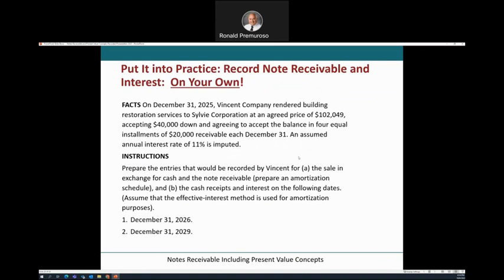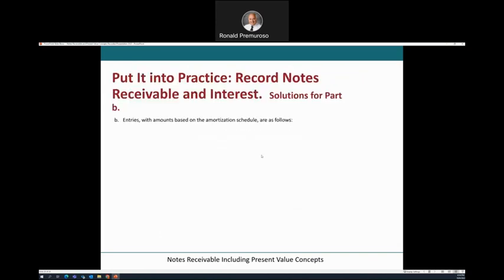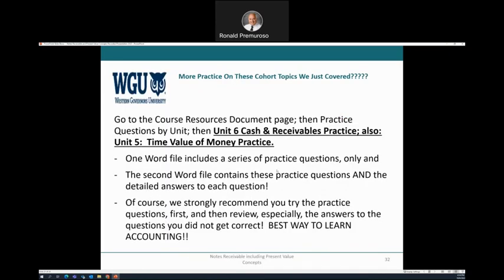At the end of the presentation here, we have some practice questions and problems for you to work on your own. On this slide, you see the facts and the instructions. Follow the facts, follow the instructions, do your calculations, and then on the following slides, you'll see the answers come up step by step. Again, you should do these on your own, and then look at the answers.